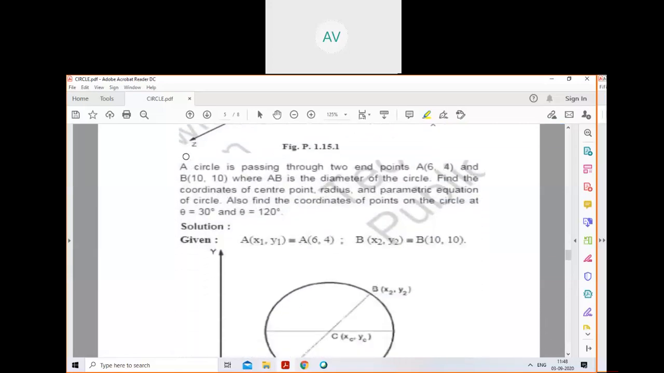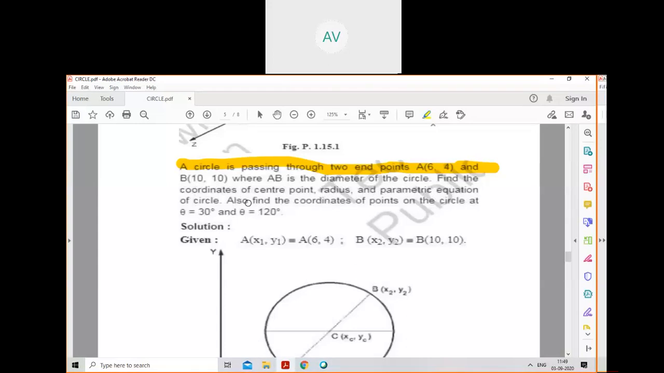Next question we will see: a circle is passing through two endpoints, A (6, 4) and B (10, 10), where AB is a diameter of the circle. Find the coordinates of the center point, radius, and parametric equation of the circle. Also find the coordinates of points on the circle at 30 degree and 120 degree. See here, we have to find the coordinates at 30 and 120 degree.